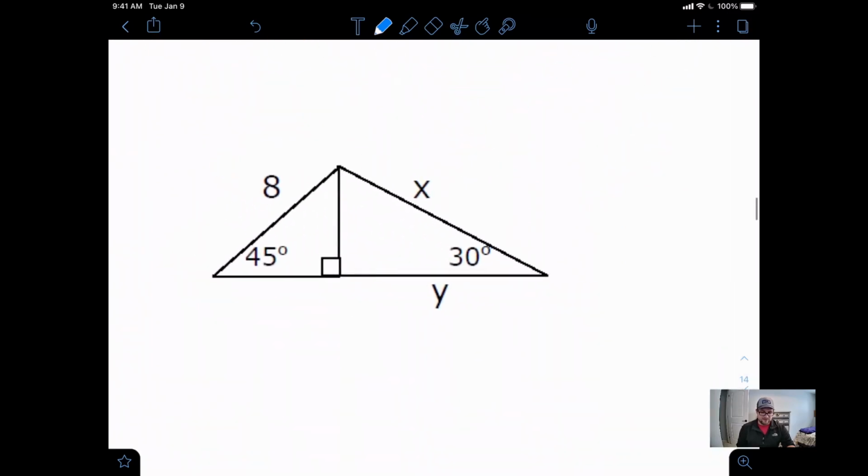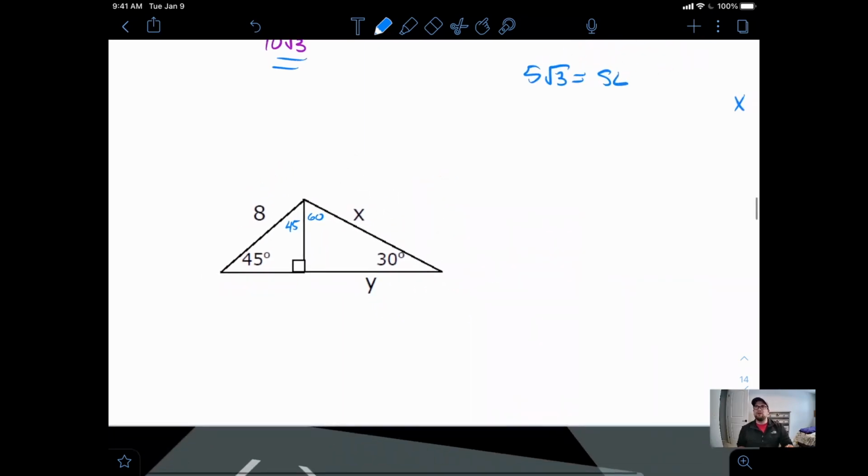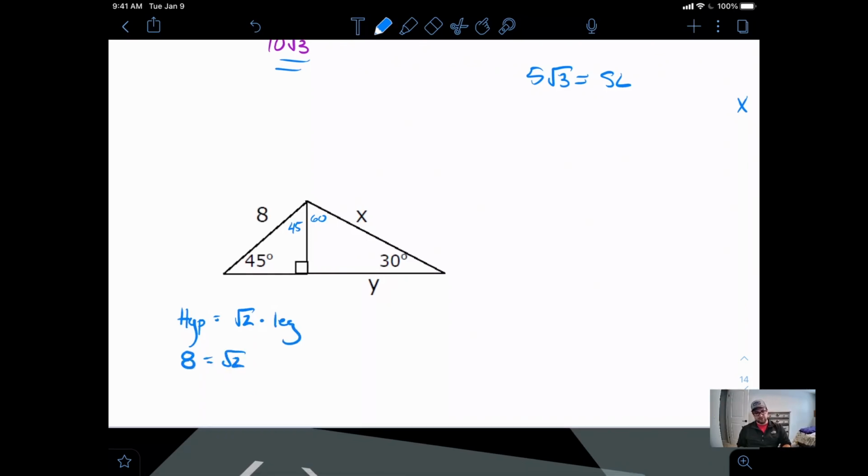Looking down here at this last one, we can see that we have two triangles back to back. This first one is a 45-45-90, and this other one is a 30-60-90. Now we're going to start over here since I know the hypotenuse of the 45-45-90 triangle. When I talk about 45-45-90 triangles, the rule I use is that the hypotenuse is equal to the square root of 2 times the leg. I know the hypotenuse is 8, so 8 has to be equal to the square root of 2 times whatever the leg is.